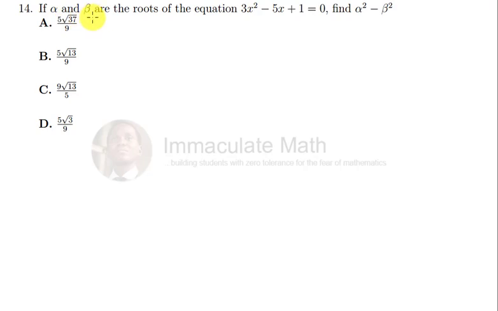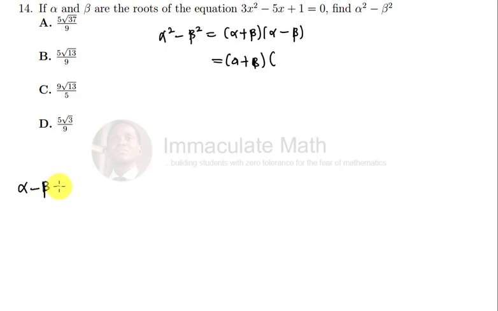This question says that if alpha and beta are the roots of the equation 3x squared minus 5x plus 1 equals 0, they ask us to find alpha squared minus beta squared. The very first thing that came to my mind, anywhere I see alpha squared minus beta squared, is a difference of two squares. So we have alpha squared minus beta squared, which is alpha plus beta multiplied by alpha minus beta. So I can write this as alpha plus beta, but alpha minus beta itself has its own identity.